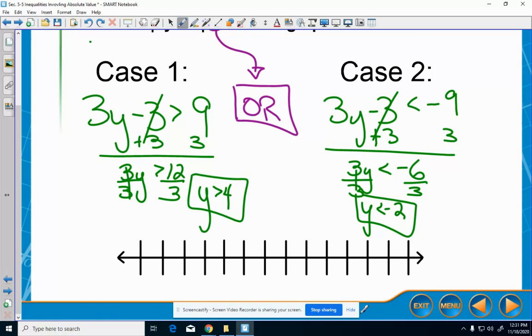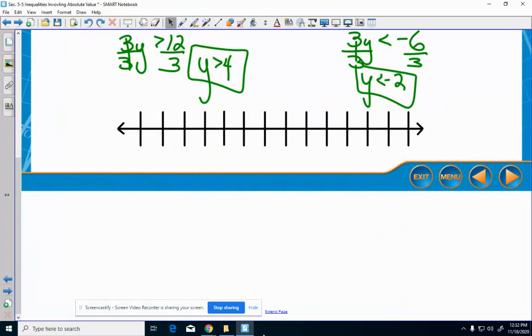To be greater than 4 goes which way? To the right. To be less than -2 goes to the left. So we do get that split here of an "or." Okay, 0, 2, 4, we're to the right of 4, or we are to the left of -2.